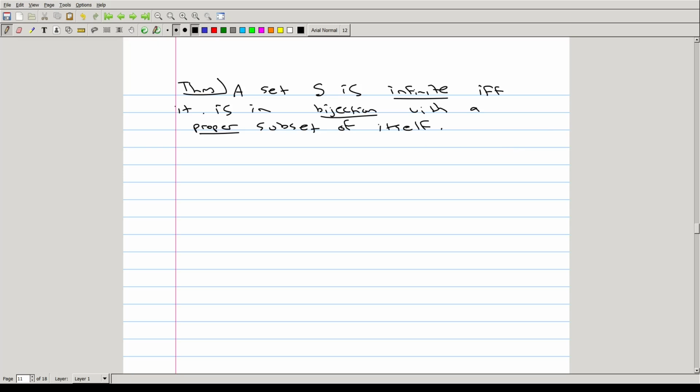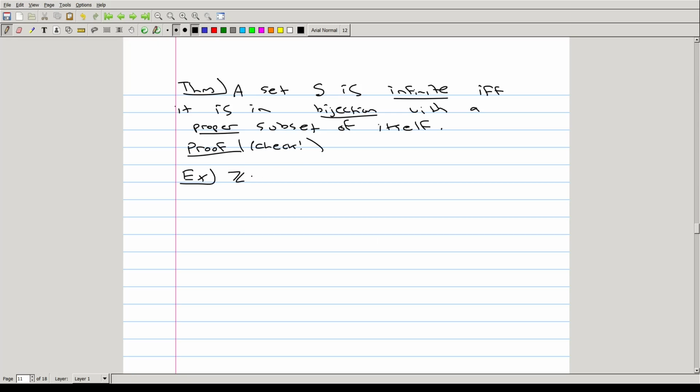And this is a relatively simple theorem, so I'm going to omit the proof of this, but it comes straight from the contrapositive of our previous definition of finite set. So it's a good idea for you to check this, try and go through and prove this yourself, but I'll just give two examples to help out a little bit.